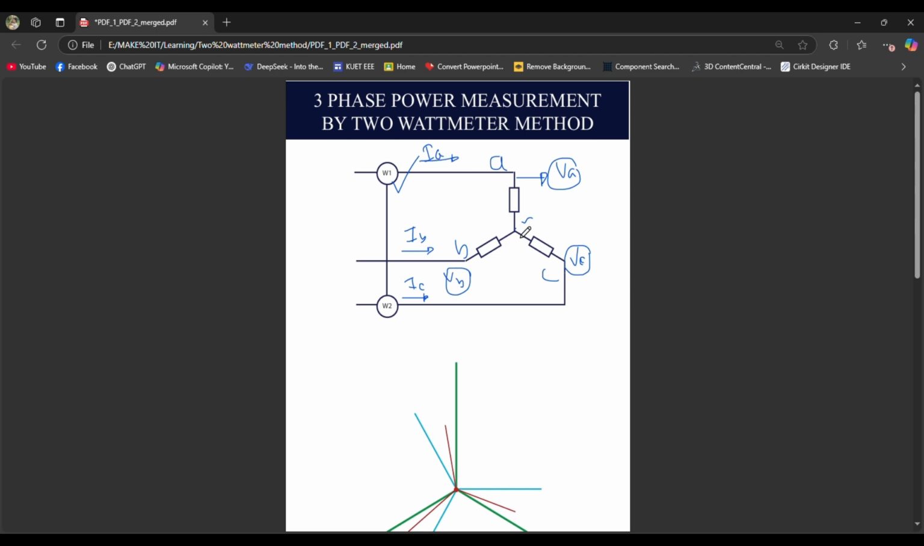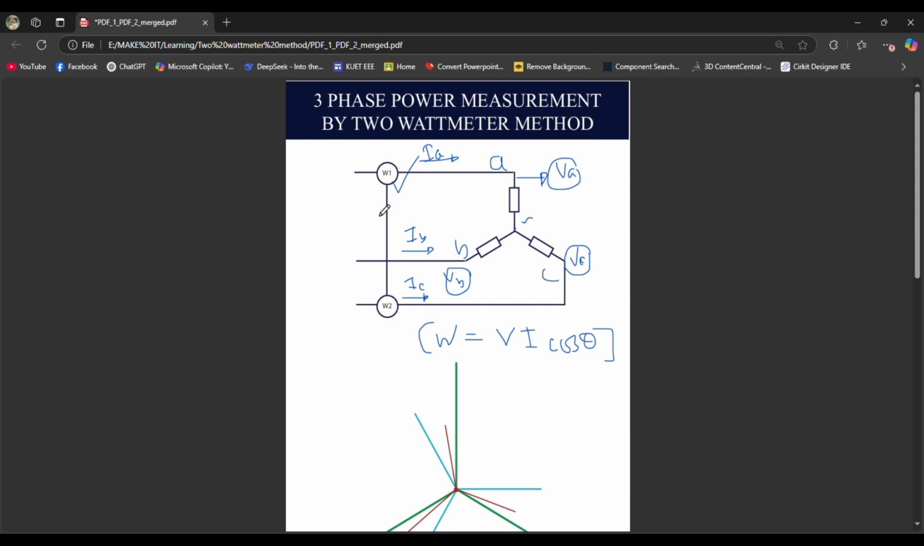In a balanced system, all of the voltages and all the currents will be 120 degrees apart. So now we have to know what the wattmeter equation is. The wattage equation is W equals V, the voltage that the wattmeter will read, times I, the current that will flow through the wattmeter, times cos of the angle between the voltage and the current. Let's say this is theta. This is the simple equation of power.